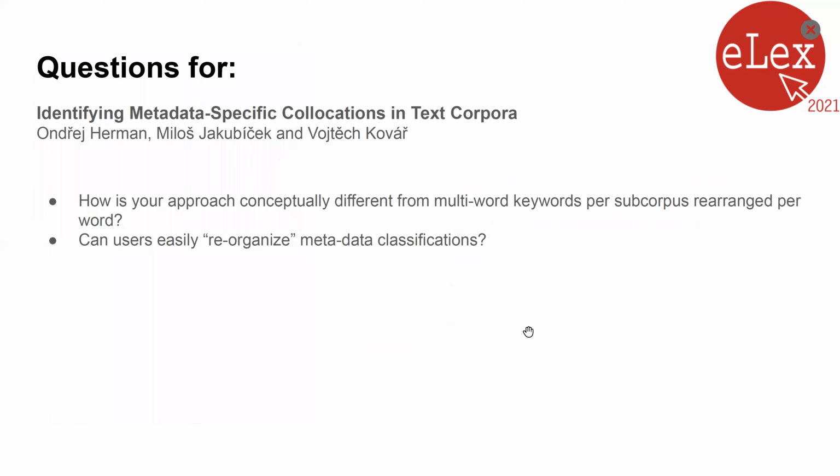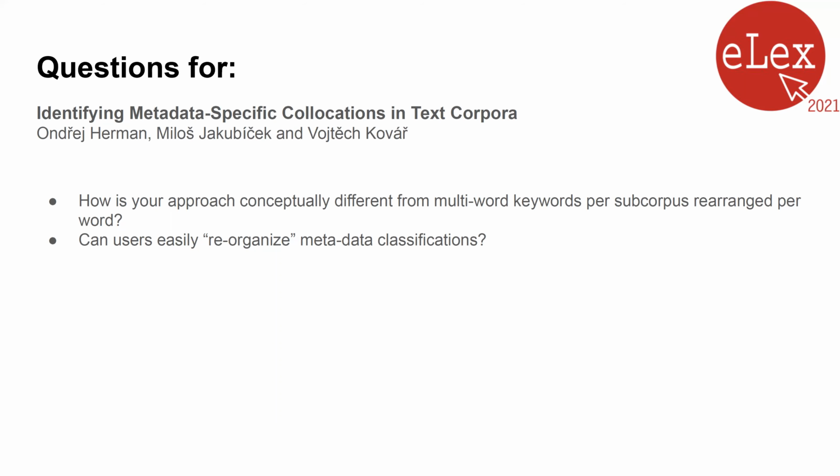I'll already ask one question myself. You mentioned in the beginning that there are other ways to find these collocations that are very specific to a genre or a metadata subcorpus. So how is your approach conceptually different from doing multi-word keywords per subcorpus and then rearranging them per headword? Something that would be very similar, right?